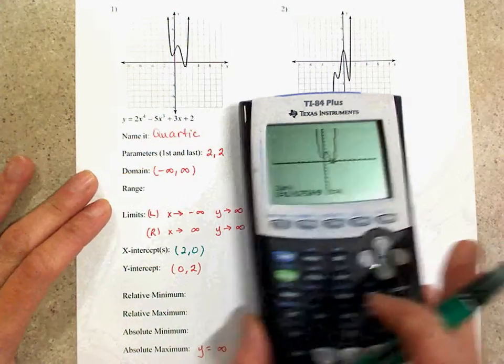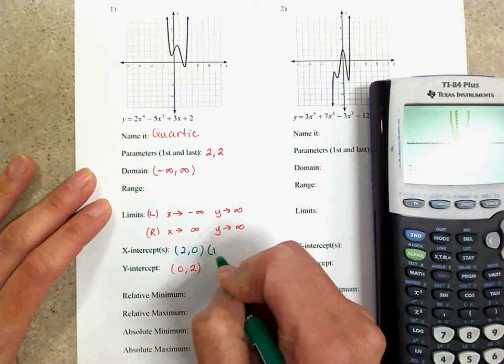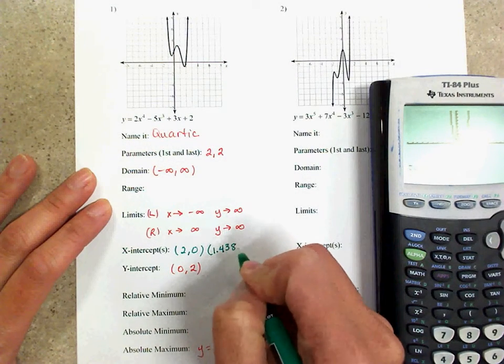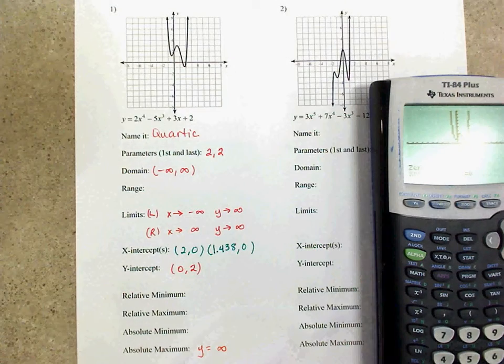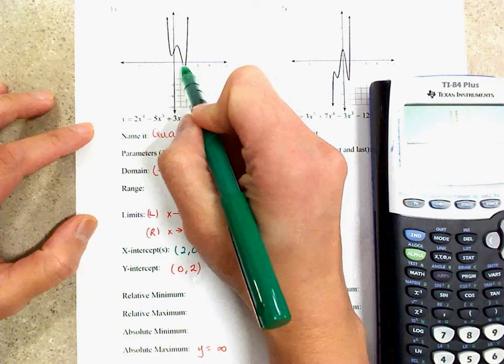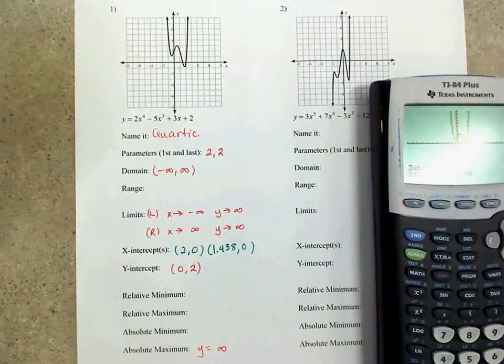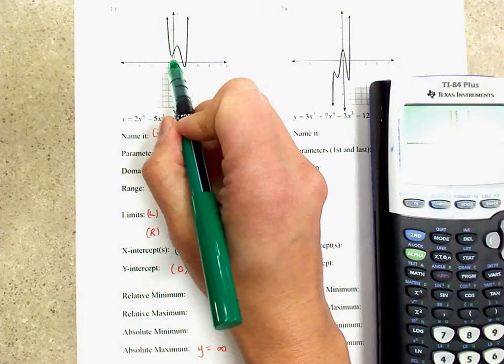So that point right there is 1.438, comma 0. Okay. So there you have your 2 x-intercepts. That's this point here and this point here. Let's go ahead and see if we can find our relative minimum, this point right here.